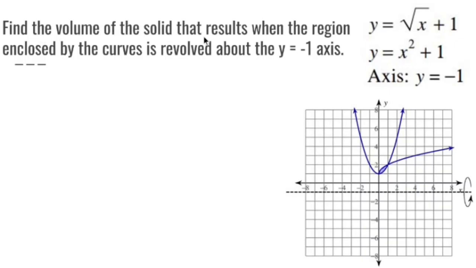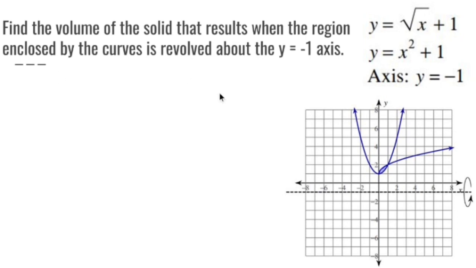Find the volume of the solid that results when the region enclosed by the curves is revolved around the y equals -1 axis. All right, so what this looks like is a washers problem. And what we're usually used to in a more basic, even though it's difficult, version is spinning it around the x-axis. Well, this is different.